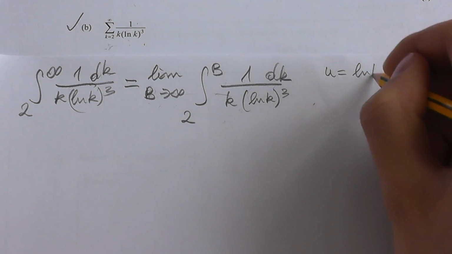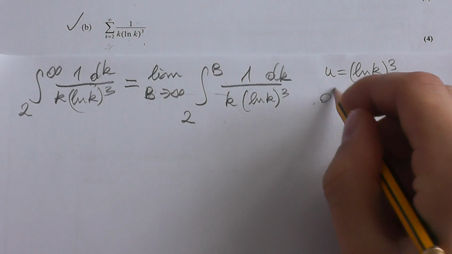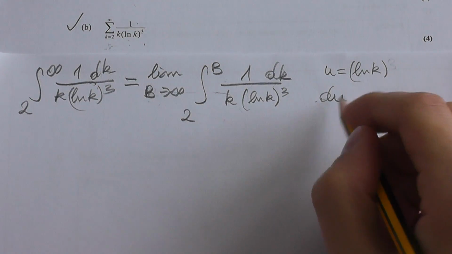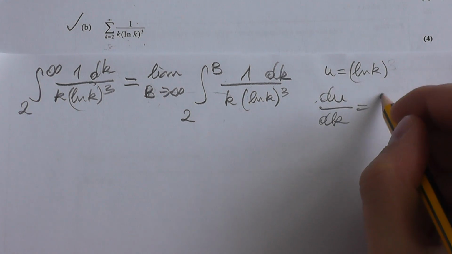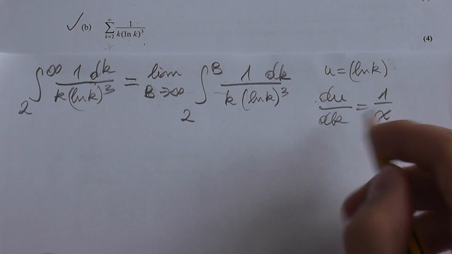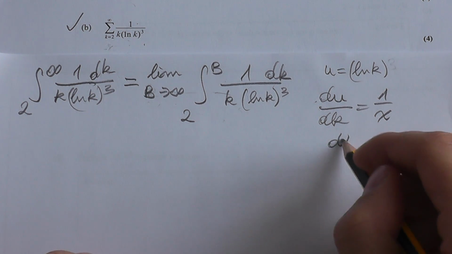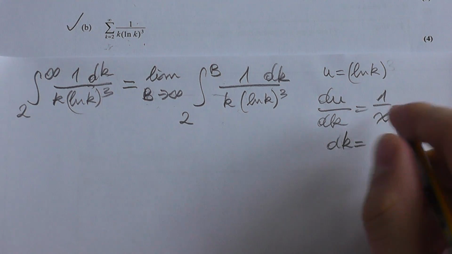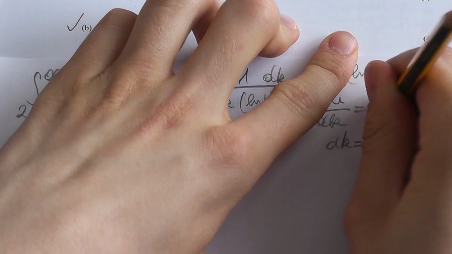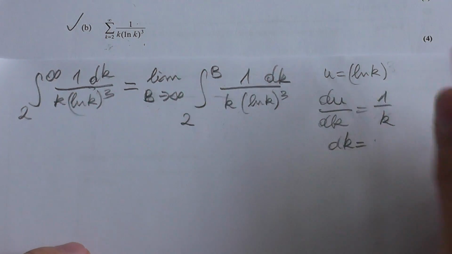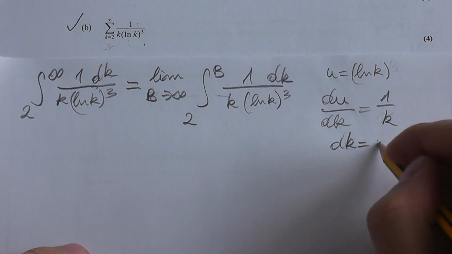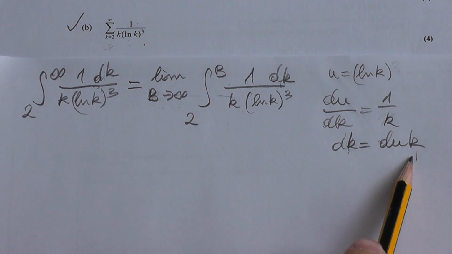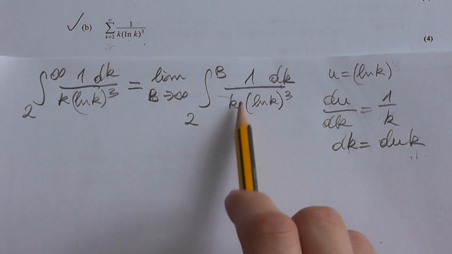The way to integrate this is just standard substitution. I make u be ln k, and so du/dk is equal to 1 over k. Therefore dk is equal to du times k. And so we can substitute this dk here with this, and that will come in useful because then you can cancel out the k's.